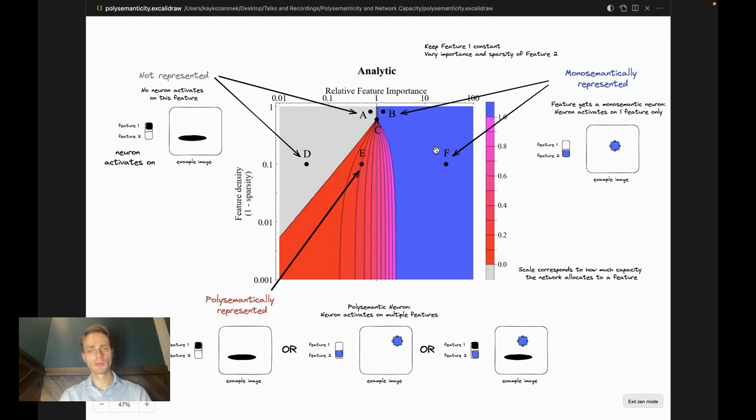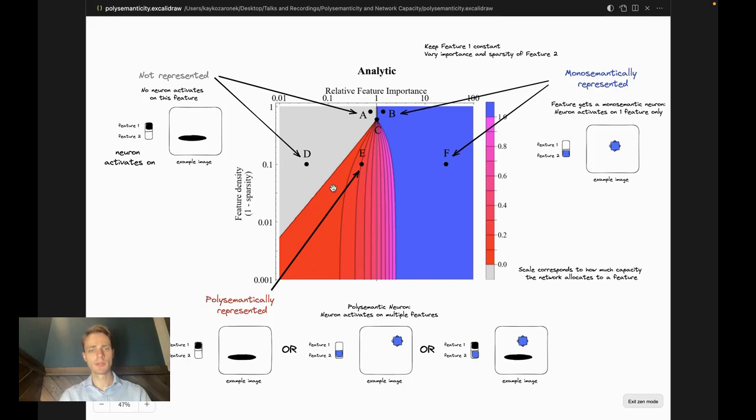Now, contrast this with the second regime, where we allocate a lot of feature capacity to our feature. In that case, we get a monosemantically represented feature. This means that the feature gets its own neuron that activates highly on it. In that case, the neuron would, for example, not activate on the black oval, but only on the blue star.